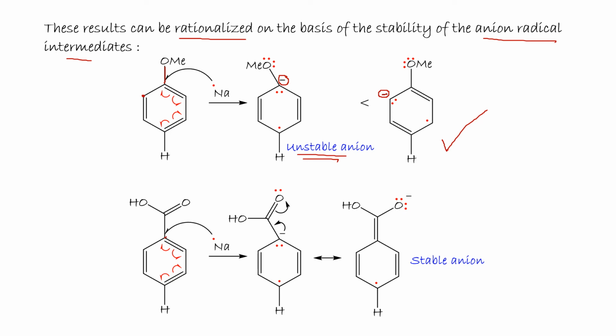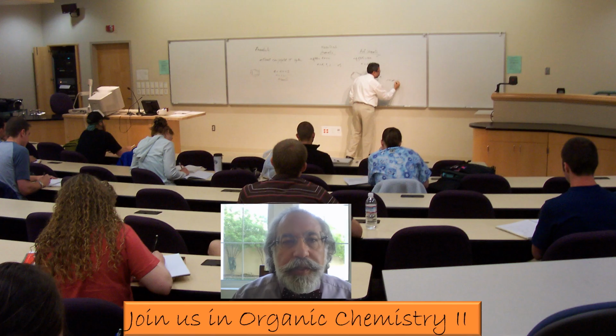If you have an electron withdrawing group with negative mesomeric effect in here, formation of the anion on this carbon will be stabilized by resonance, and this will be stable. Okay? See you next lecture.